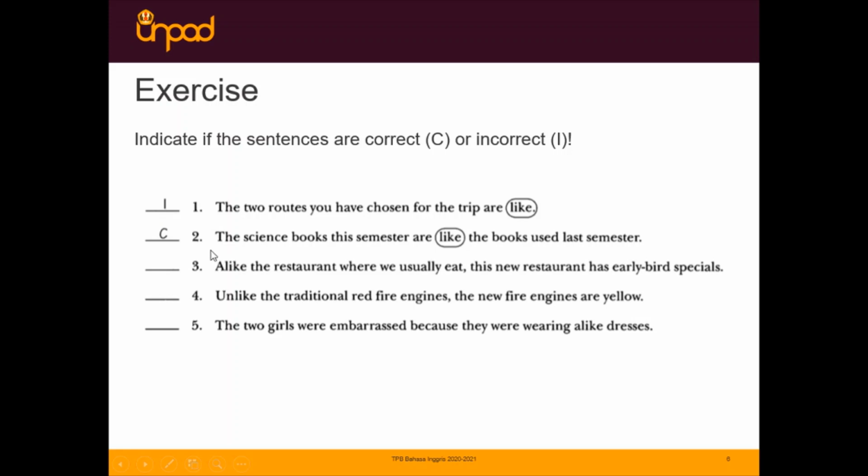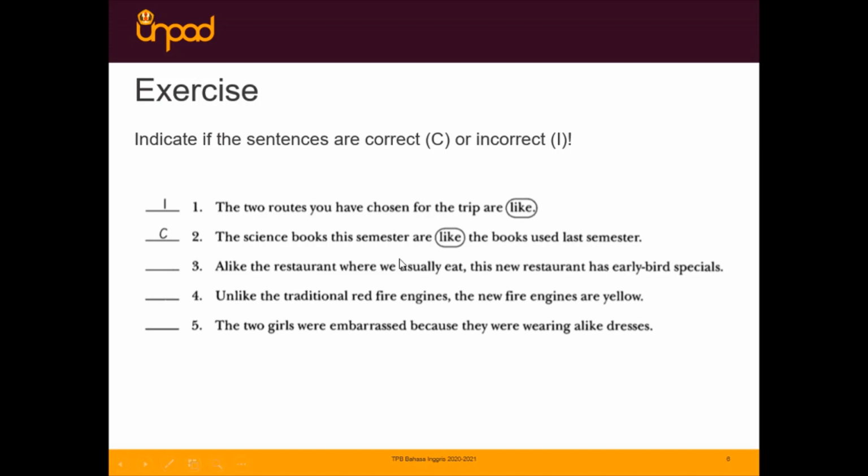Now have a look at the second sentence. The science books this semester are like the books used last semester. This sentence is correct because the word like here that functions as a preposition is followed by an object, the books. Now let's try to decide if sentence 3 is correct or incorrect.